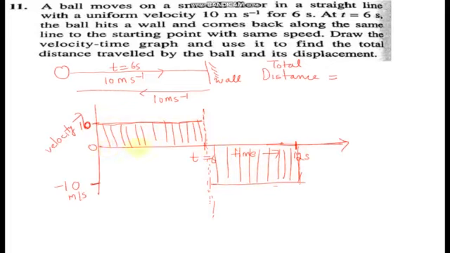What is its area? Its area is length into breadth. From t is equal to 0 to t is equal to 6, that means this length is 6. And what is its breadth? From 0 to 10, 6 into 10. And what about this? We are talking about distance, not displacement. Distance is always positive, displacement will have a sign.